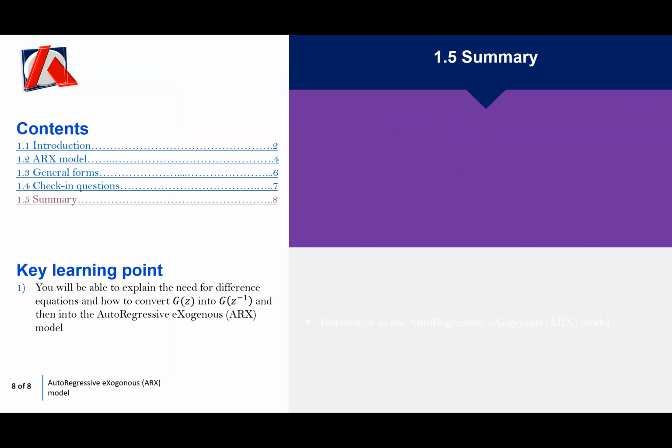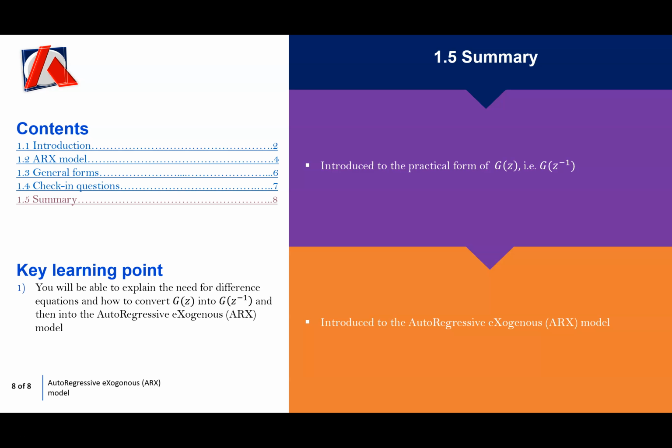So in summary, I've introduced you to the practical form of g of z, i.e. g of z minus 1, where we effectively look at past measured outputs and also past known inputs. I've also introduced you to the AutoRegressive eXogenous ARX model that we'll use for linear least squares in the next lecture. Hopefully, after you've done the exercises, you're able to explain the need for a difference equation to convert from g of z to g of z minus 1 and then into the ARX model. It will become more obvious when we move on to least squares why this ARX model and g of z minus 1 are very important.